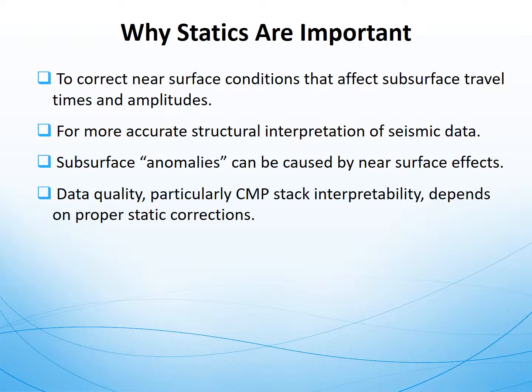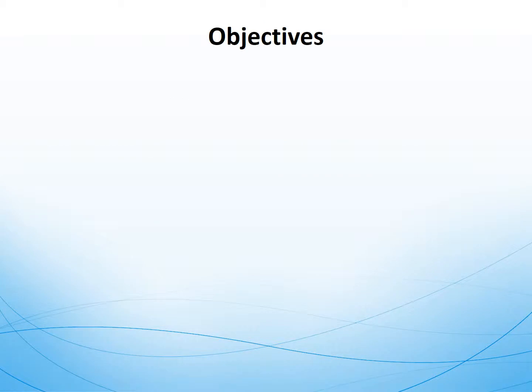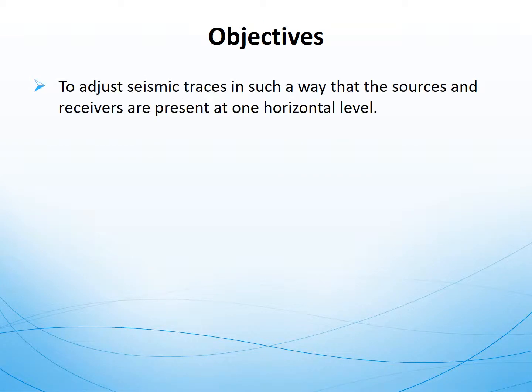Data quality, particularly the CMP stack interpretability, depends on the proper static correction. Therefore, the static correction needs to be iterated with the velocity analysis. I will show you later the process that we conducted during the seismic data processing in order to improve the statics problem. So, what is the main objective of having the static correction?